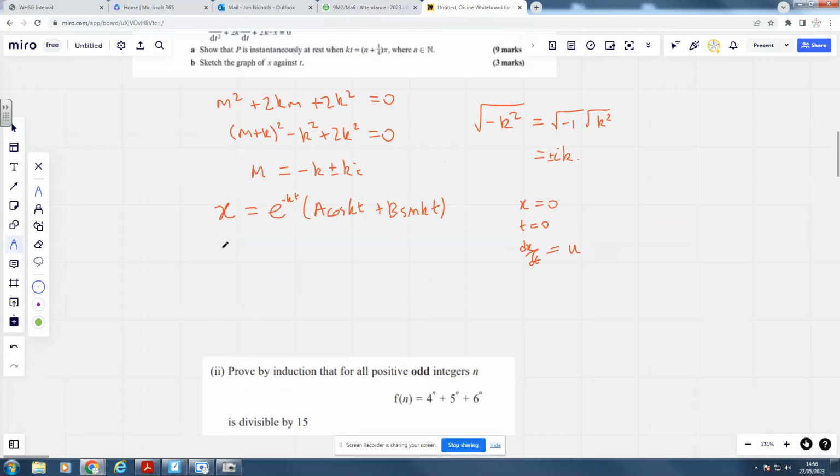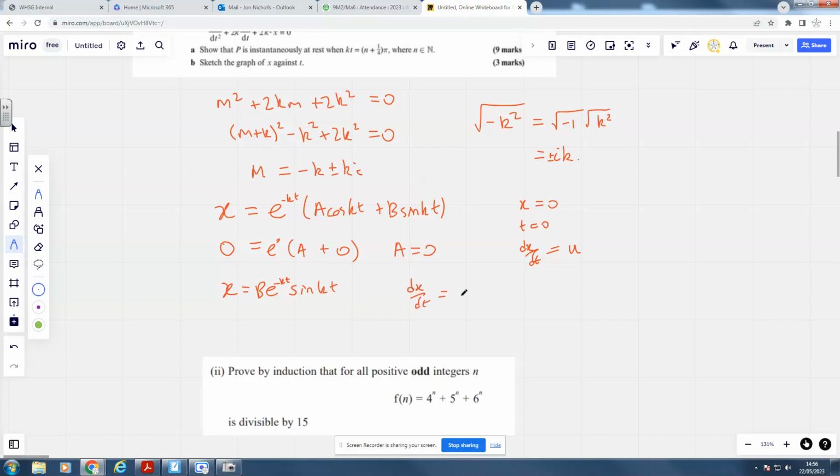So I'm just going to run through how that affects things. Let's just plug it in. 0 equals e to the 0 times a cos 0, which is 1, plus b sine 0, which is 0, and so you end up with a equals 0. I was so pleased when I saw that, because that means I can rewrite this as x equals b e to the minus kt sine kt. That makes it a lot easier to differentiate.